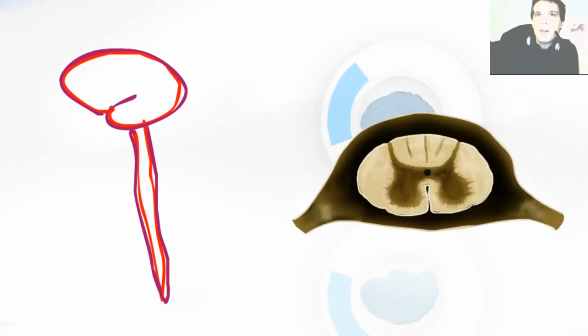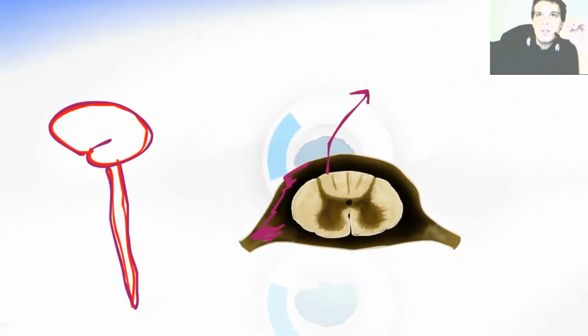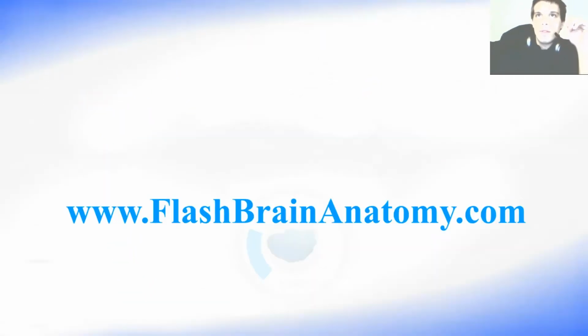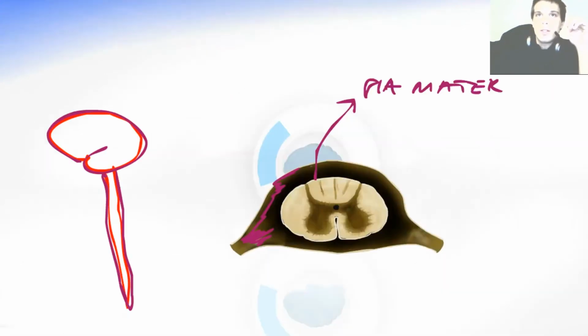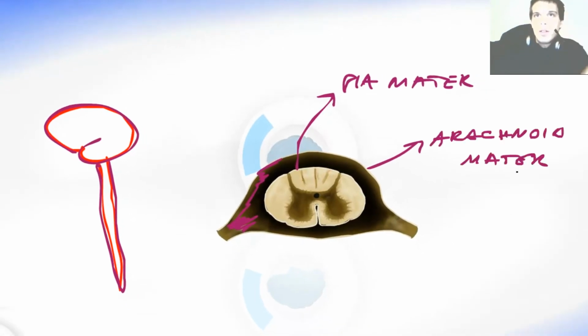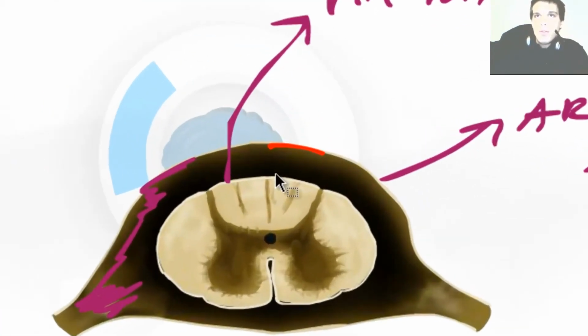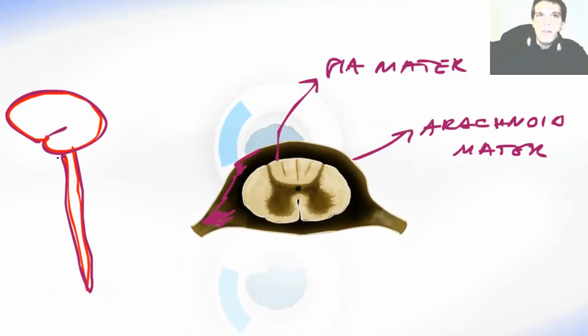Then comes the arachnoid mater. So this is the arachnoid mater, and this over here, this white thing, was the pia mater. So pia mater, and this other thing was arachnoid mater. This cavity between the arachnoid mater and the pia mater is called the subarachnoid cavity. So here we have the arachnoid mater.